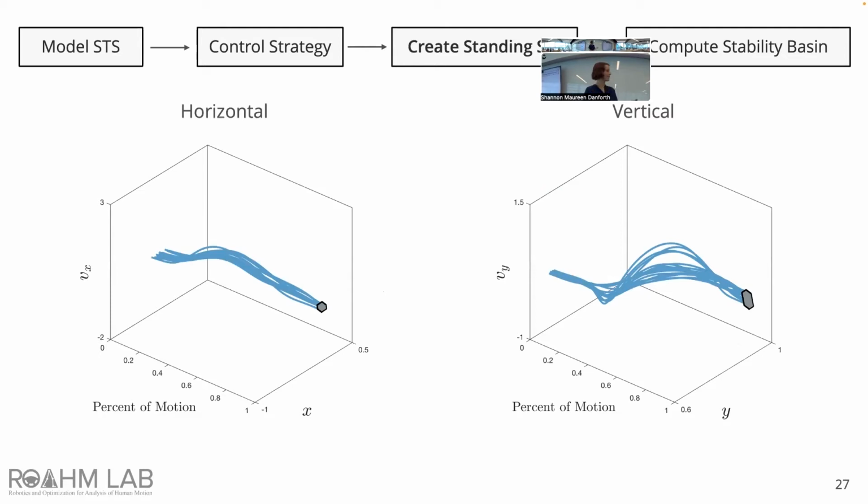So now let's look at some successful sit-to-stand trajectories. So recall that our model has 4 states, so we can't plot them all together. So here I've broken it into horizontal and vertical projection on the left and right. And we're interested in using these trajectories to create a standing set, which is a shape that encompasses all of the observed final successful states. So these gray boxes here represent what it means for our model to successfully reach standing.